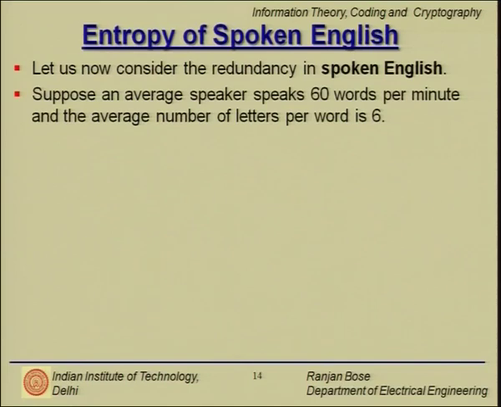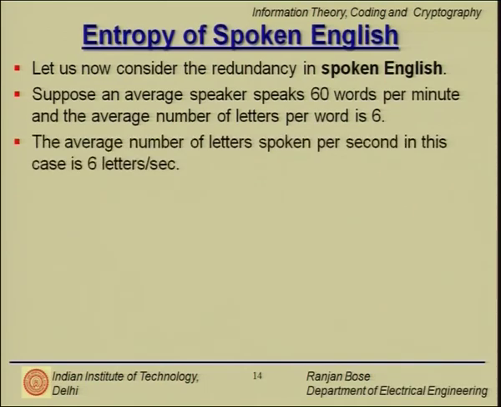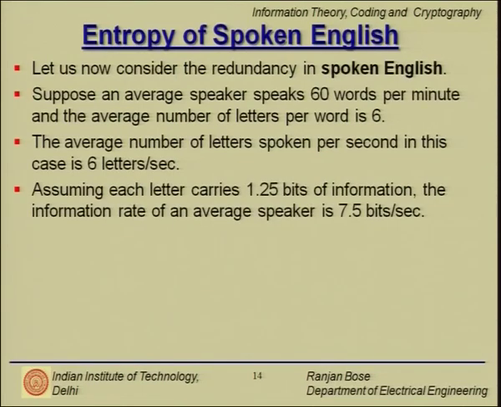All right. So, consider me as a speaker, an average speaker, and if you listen carefully, I speak roughly 60 words per minute. Typically, a speaker in English speaks 60 words per minute. And if you assume that every word has about 6 letters, then you can calculate that the average number of letters spoken per second is roughly 6 letters per second. But now we just calculated that each letter is roughly 1.25 bits of information. You agree? Then my information rate as a speaker of English language is actually only 7.5 bits per second.